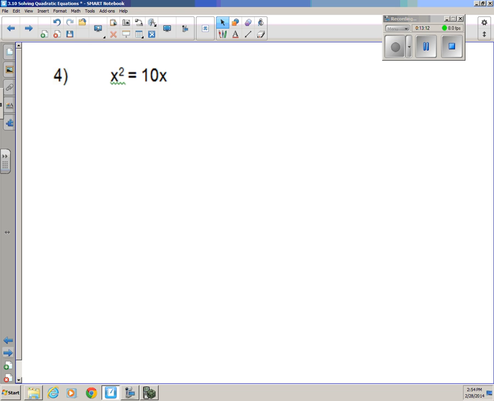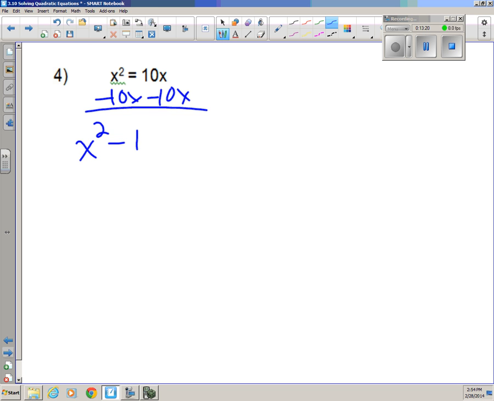This one, set the equation equal to 0, which means I've got to subtract 10x from the right to the left. You get x squared minus 10x equal to 0. Well, how are you going to factor that? GCF. x comes out. x minus 10 is left over. Set it equal to 0.